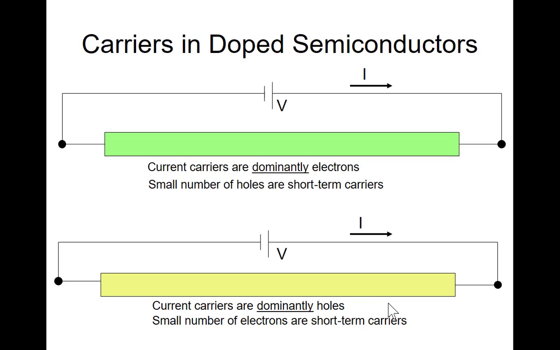So when we talk about hole current, we're looking at how holes propagate through the silicon. If we're talking about electron currents, we're looking at how electrons propagate through the silicon. On a p-doped semiconductor, the current carriers are dominantly holes. So we have what looks like holes that propagate through that structure. Actually, what happens is electrons move to hole, electrons move to hole, and so forth. So it looks like the hole is moving around in the p-type material.